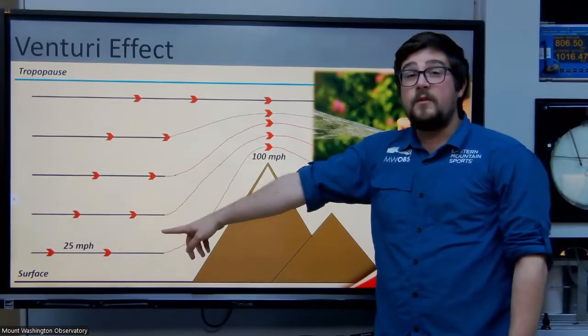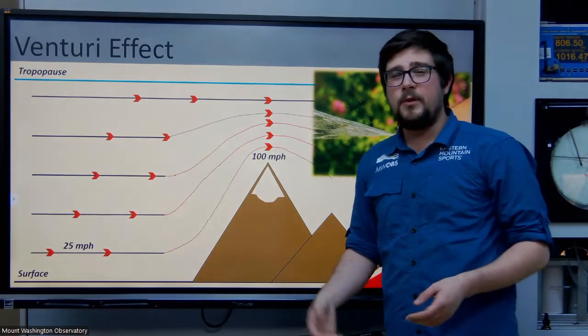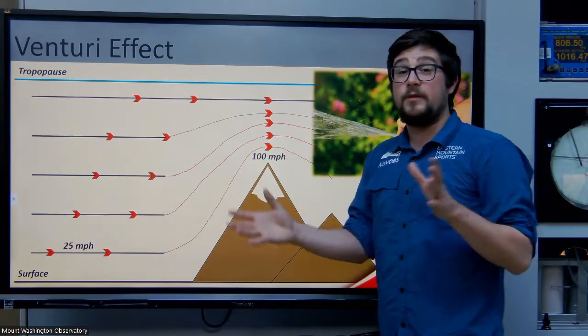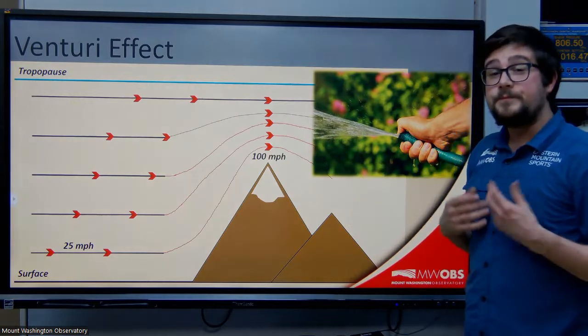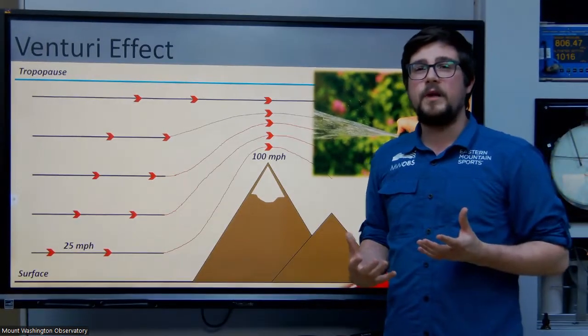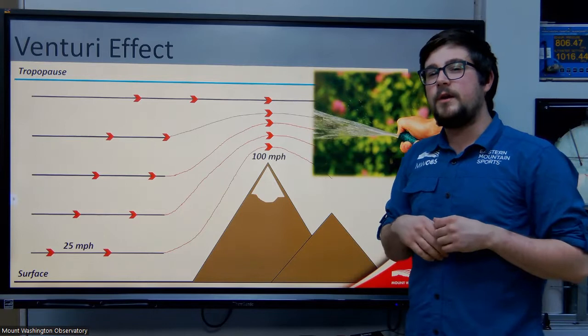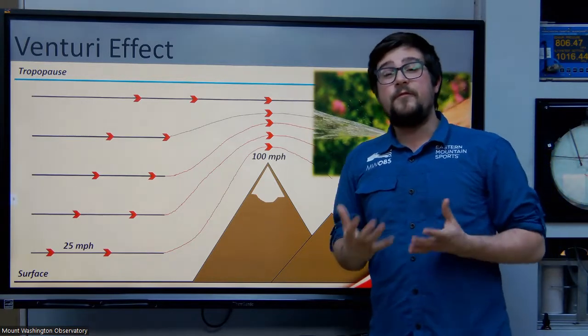At the base, we may see winds only around 25 miles per hour. Still a pretty breezy day. You might lose your hat. The trees will definitely sway, but up here on the summit, we're talking about hurricane force winds. And in the wintertime, we can expect winds around 100 miles per hour every 4 days or so.